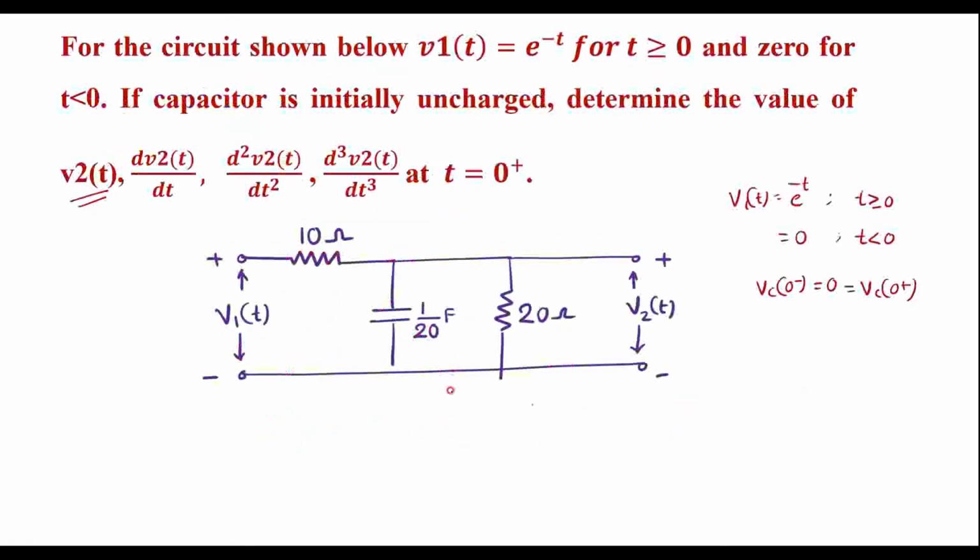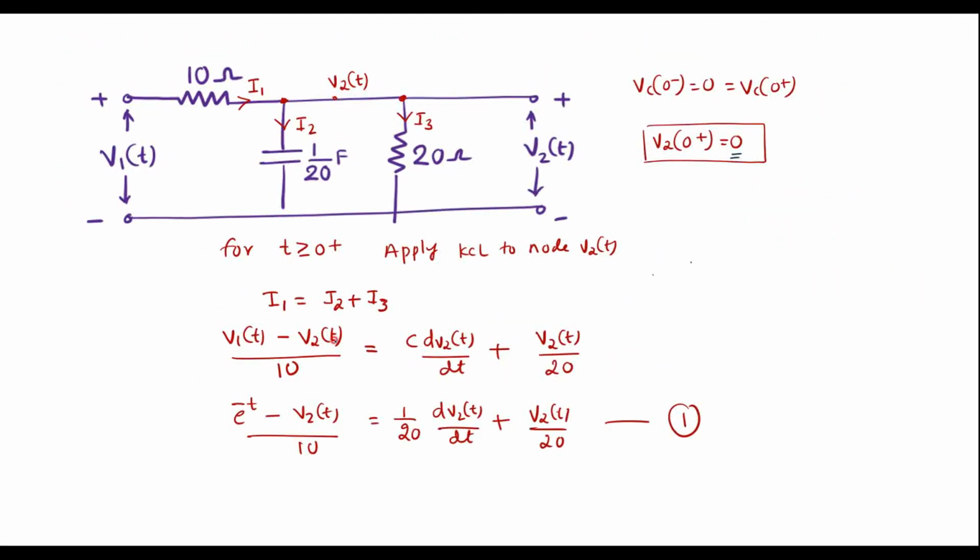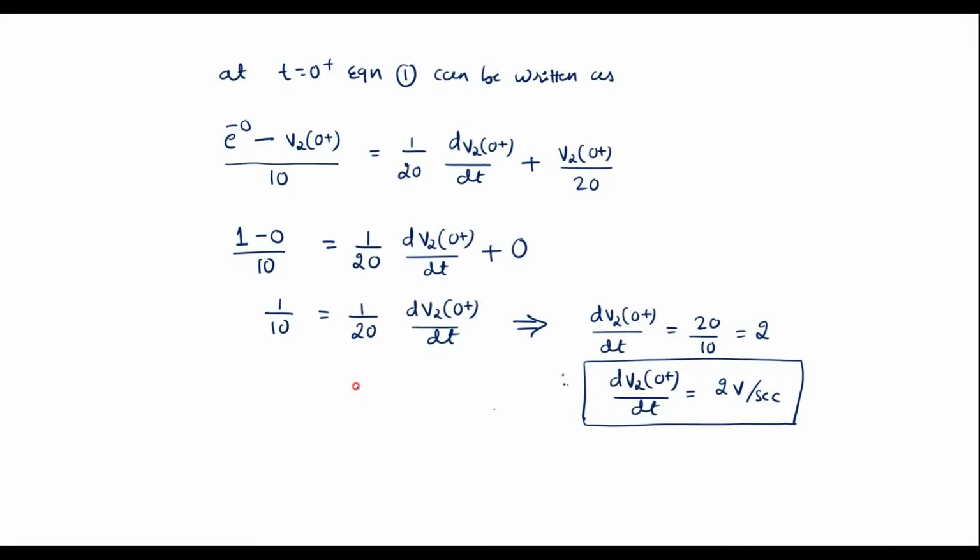So thus we found v2 of t and dv2 of t at t equal to 0 plus. Now we'll try to find d square v2 of t by dt square. To find d square v2 of t by dt square, we need to differentiate this equation number 1.